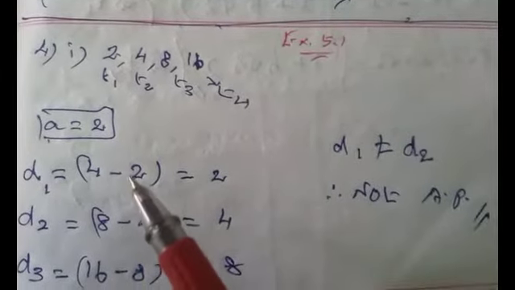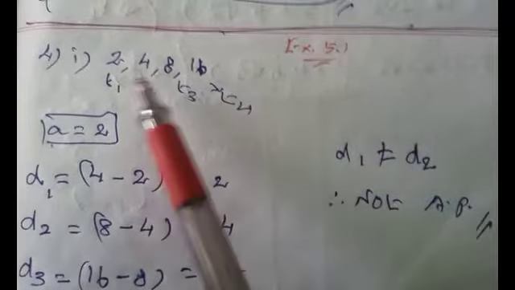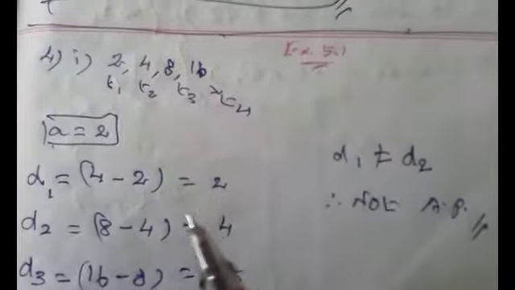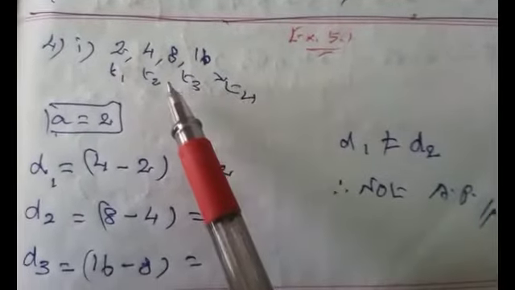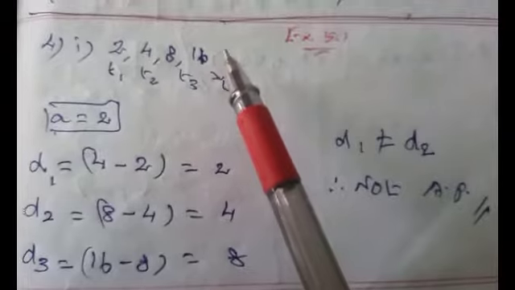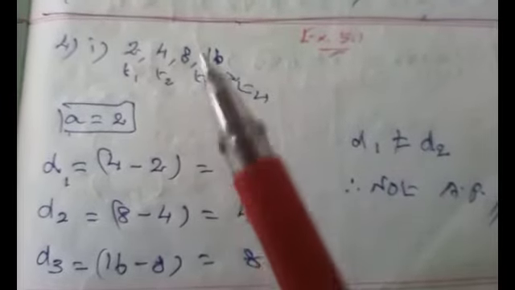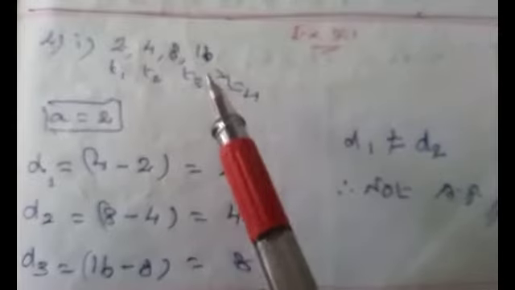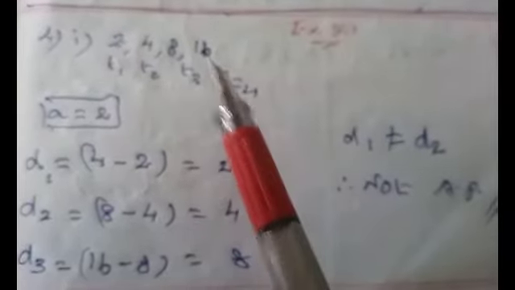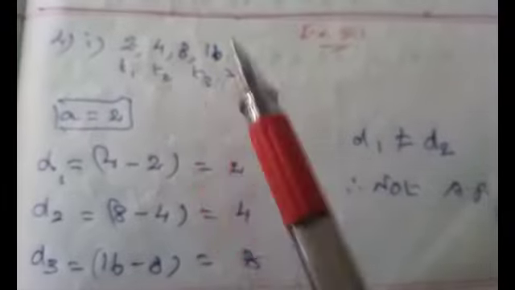Now for the fourth Roman letter, we have to find out which of the given sequences are AP. If it is an AP, then we have to find out the common difference and 3 more terms. So there are 3 things we have to find out. One is we have to check whether the given sequence is an AP or not. If it is an AP, then we have to find out the common difference and then we have to find 3 more terms. Okay, right.